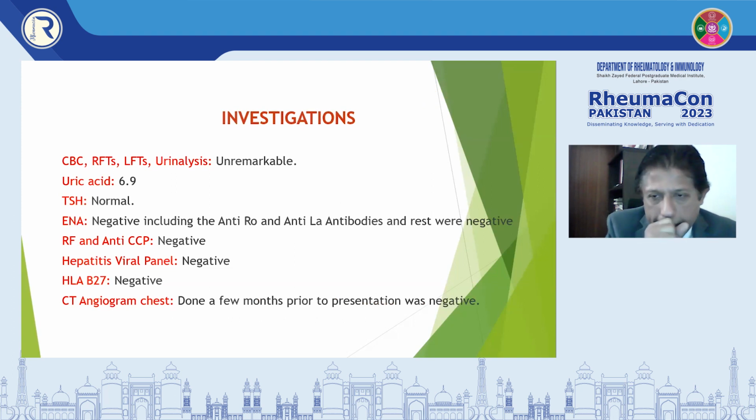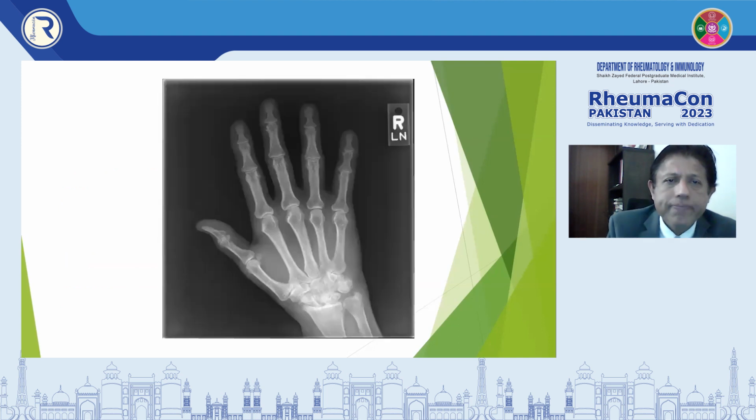So like in any other case of inflammatory arthritis, we did the basic investigations such as CBC, RFTs, LFTs, urinalysis, which came back unremarkable. Uric acid was okay, TSH was normal, ENA was entirely negative, and anti-nuclear antibodies were negative as well. Rheumatoid factor, CCP, hepatitis viral panel negative, HLA-B27 negative. The patient had a CT angiogram of the chest done a few months prior to presentation, which was negative.